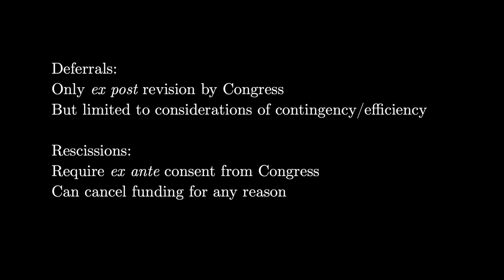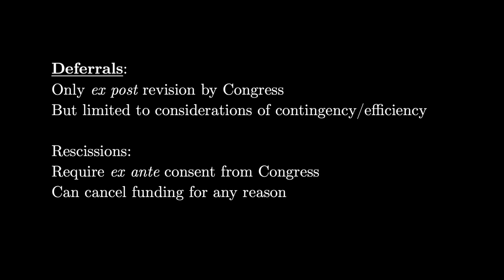Second, rescissions. These are harder to do, but have broader application. They require a rescissions bill from Congress, but they can then cancel funding completely and for any reason, even policy priorities. Returning to Trump's first impeachment, the Trump administration tried to use such a deferral to impound Ukraine aid in 2019 to avoid having to seek congressional approval first.